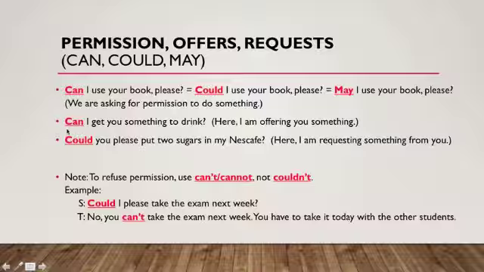In the second example, can I get you something to drink? Here I'm offering you something. I'm offering to bring you a drink. أنا ممكن أجيب لك حاجة تشربها؟ Can I get you something to drink? This is an offer. And the third example, could you please put 2 sugars in my Nescafe? ممكن تحط معلقتين سكر في النسكافيه بتاعي. Here I'm requesting something from you. أنا طالب حاجة منك. Could you please put 2 sugars in my Nescafe?